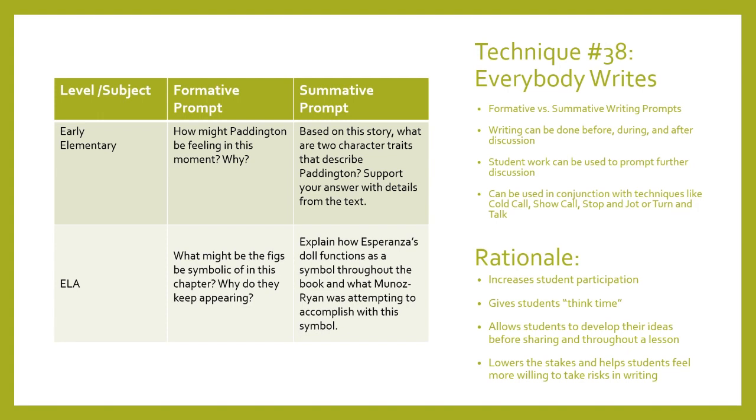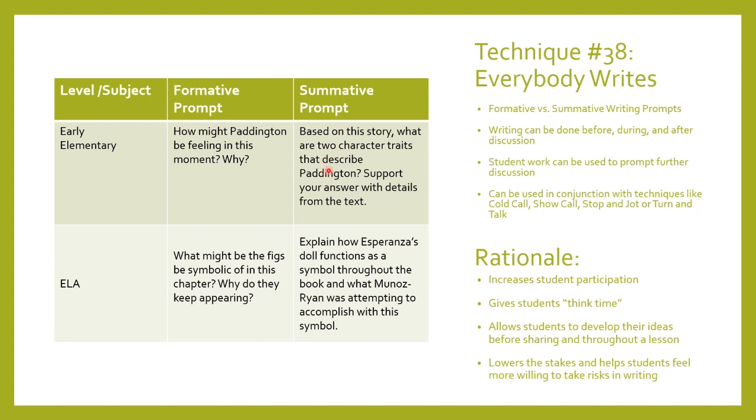So let's look over here at our different subjects and prompt ideas. These are just a few examples, and these are in the book on page 324. These are just a couple that I pulled out to showcase here. So as far as an early elementary subject area or level, a formative prompt versus a summative prompt might be, how might Paddington be feeling in this moment? And we're highlighting that idea of might, versus, based on this story, what are two character traits that describe Paddington?